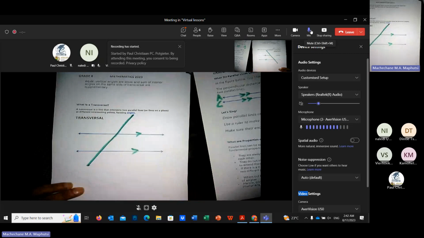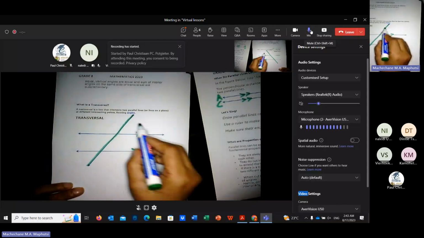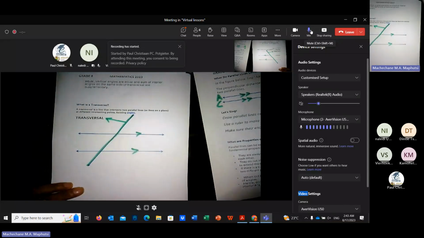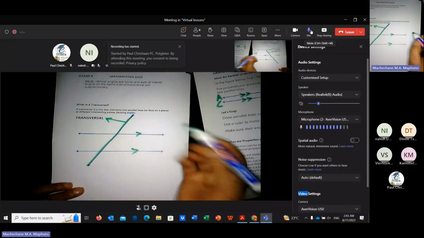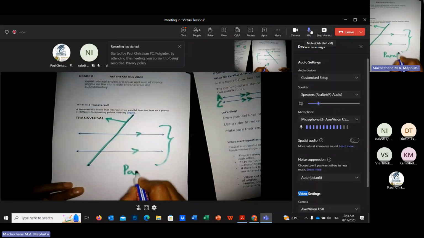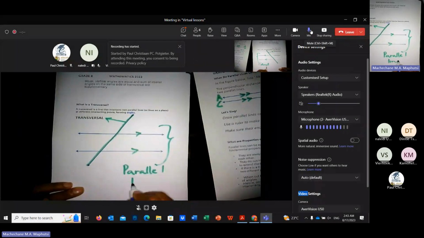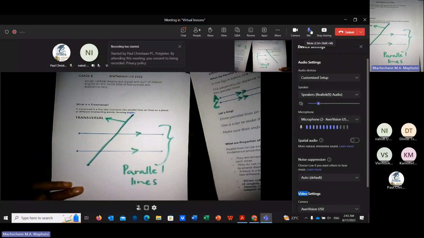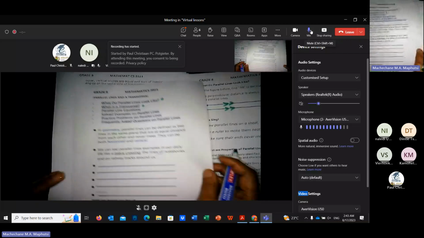Can you see that straight line there, passing across the two parallel lines? So that line there we call the transversal, but the two lines here, we call them parallel lines. So you must know a transversal, you must as well know the parallel lines. So let's go to the third question.